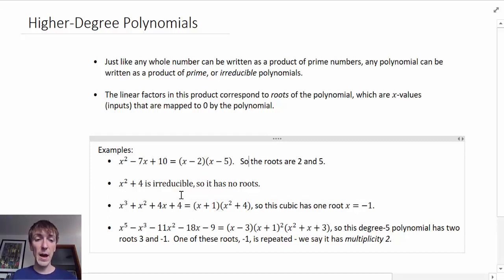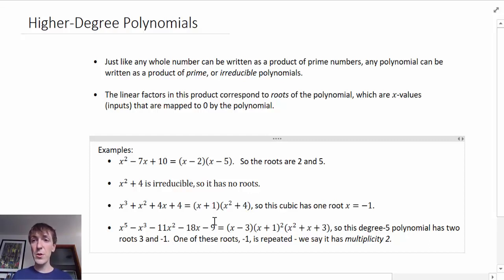Right, now let's move on to higher degree things like this cubic. Now, I claim that this cubic factors as such. And even though maybe you don't know how I found that factorization, you can at least check it if you had to by foiling this all out. But if you believe me, then what this says is that this cubic has one root, x equals minus 1, and that's because it has this one linear factor. And if I set this equal to 0, the only solution would be x equals minus 1.